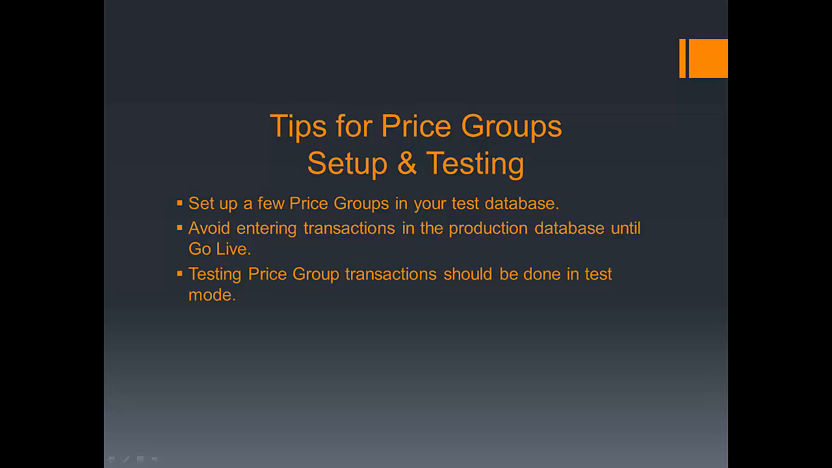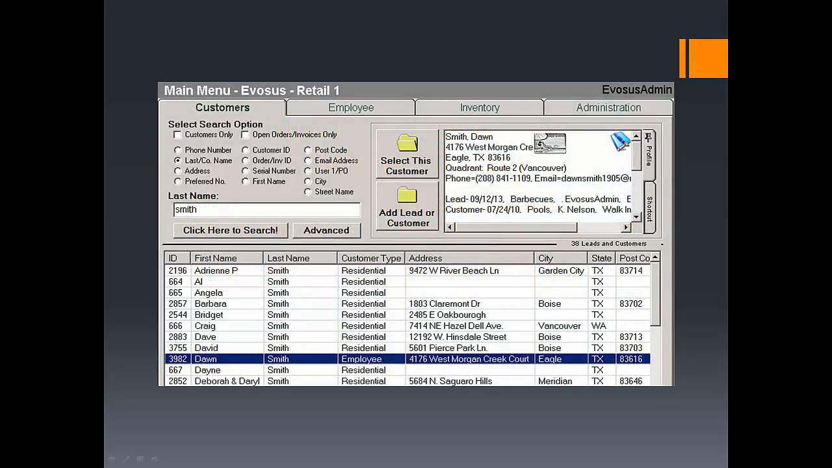There are a couple of ways to test your price groups. First, you can test pricing by creating a transaction just like we did in our example with Dawn Smith. Again, it's okay to test transactions in the test database, but not in production. If you're setting up a price group in production and want to test it, you should find a customer on the Main Customer tab and highlight their name.